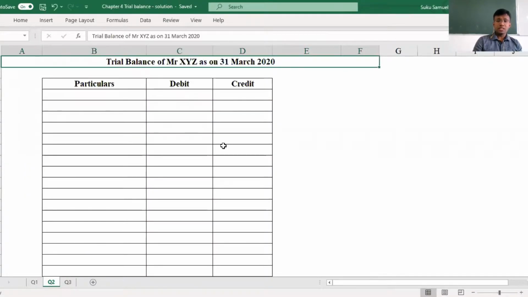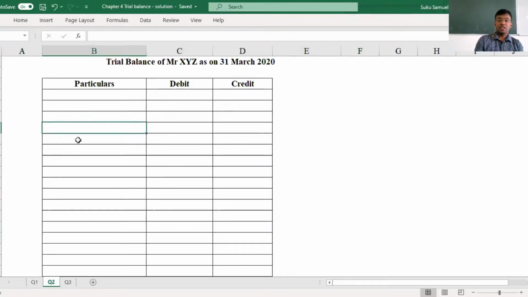So for us to prepare the trial balance, right on top, we will be mentioning trial balance of Mr. XYZ as on 31st March 2020. And we've already learned the format of trial balance. We saw that we have particulars where we will be writing down the name of the ledger account, debit and credit. We will be writing down the amounts. On the debit side, we will be having assets, expenses. Credit side, we'll be having liabilities and incomes. So let us start off with this.